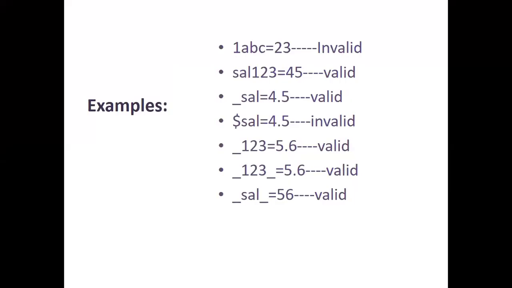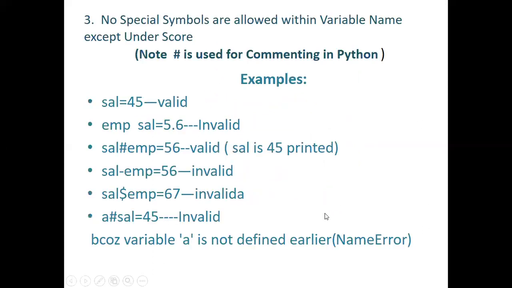Like 1ABC, this is invalid. salary123, this is valid. _sal is equal to 4.5, this is valid. I have given all such examples which are acceptable. Now, no special symbols are allowed within the variable name except the underscore. And hash is used for commenting purpose.